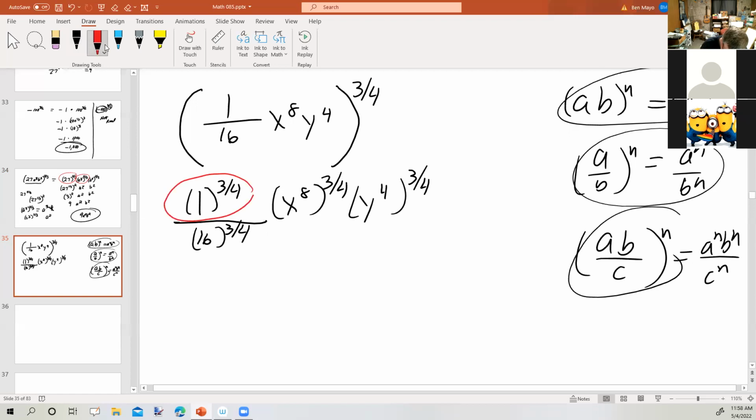Let's take a look at 1 to the 3/4 power. Well, we could do 1 cubed to the 1/4 power. What's 1 cubed? What's 1 times 1 times 1? 1. What's 1 to the 1/4 power? 1. Okay, so this is 1. All right.